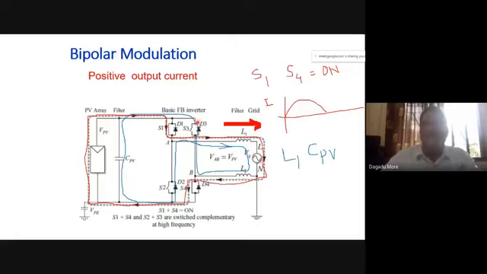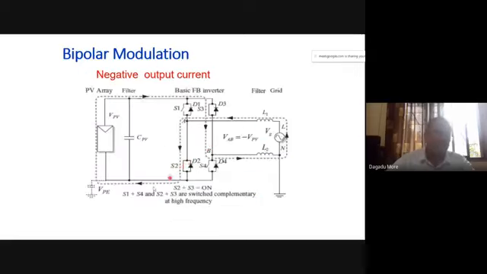When diodes are conducting, B is connected to plus VPV. When the switch is on, B is connected to the minus VPV. So plus VPV to minus VPV, that is happening. Now in case of the negative half cycle, again we can show the two operations of current.